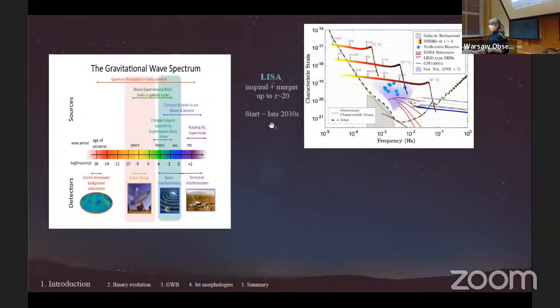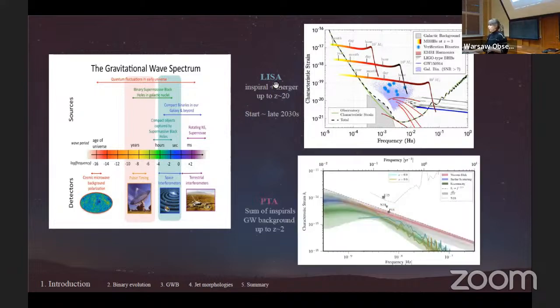So LISA is going to start, let's hope for this, in the late 30s. And we will be able to see the inspiral and merger similarly to the terrestrial interferometers, but the signal will last for months and days before the merger. Whereas the pulsar timing arrays, well, they can probe individual inspirals. However, they will be really buried in the noise. So what we expect to see first will be the sum of all the inspirals that will give us the gravitational wave background of a given amplitude and spectral index.